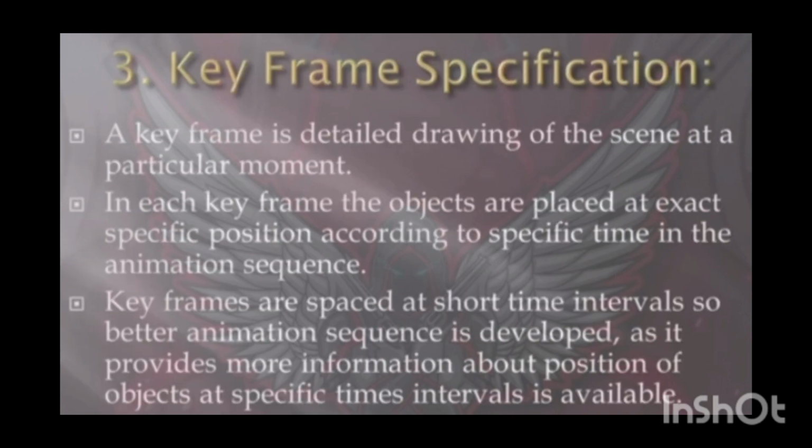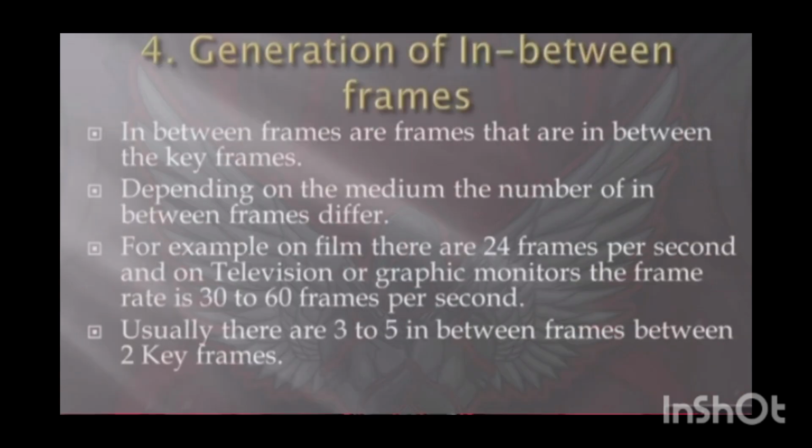3. Keyframe specification. A keyframe is a detailed drawing of the scene at a particular moment. In each keyframe the objects are placed at exact specific positions according to specific time in the animation sequence. Keyframes are spaced at short time intervals so a better animation sequence is developed, as the position of objects at specific time intervals is available.